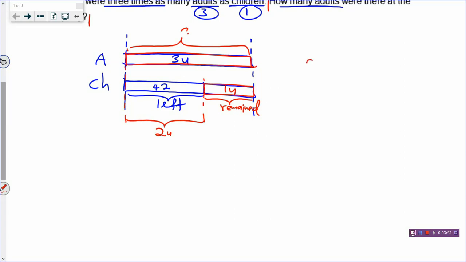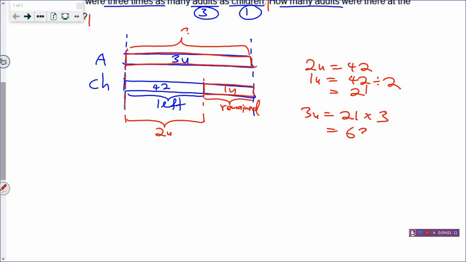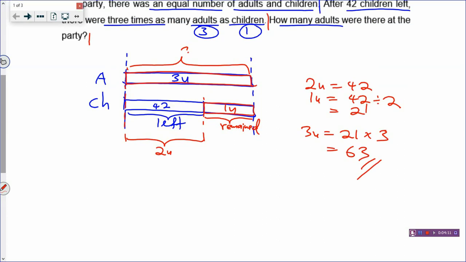And you can start to write your unit statements. 2 units is 42, so 1 unit is 42 divided by 2, and 1 unit is 21. So can you find the adults? Yes, the adult has 3 units. So 3 units will be 21 times 3, and you get 63 adults. And there you go. A problem has become simple because of model drawing. Okay, so let's go on to the next problem.